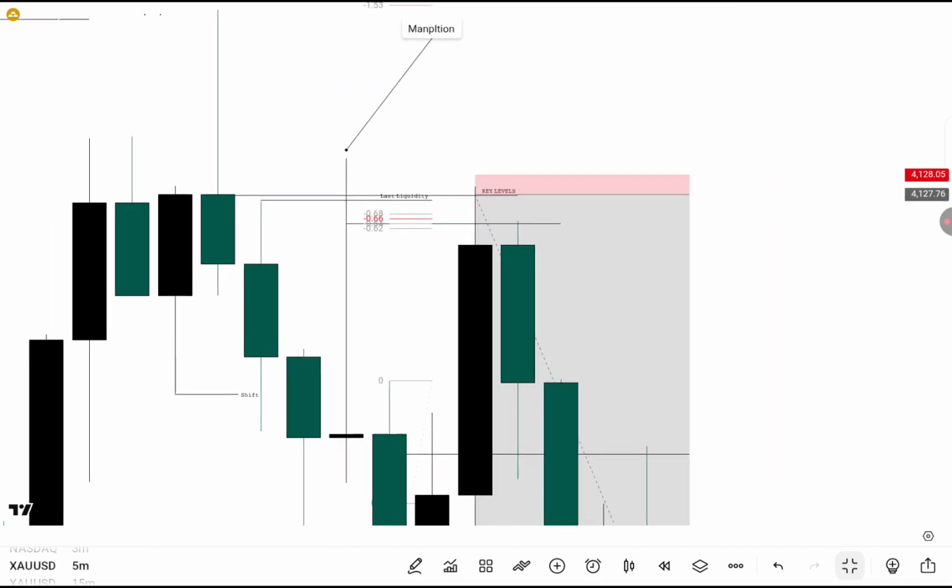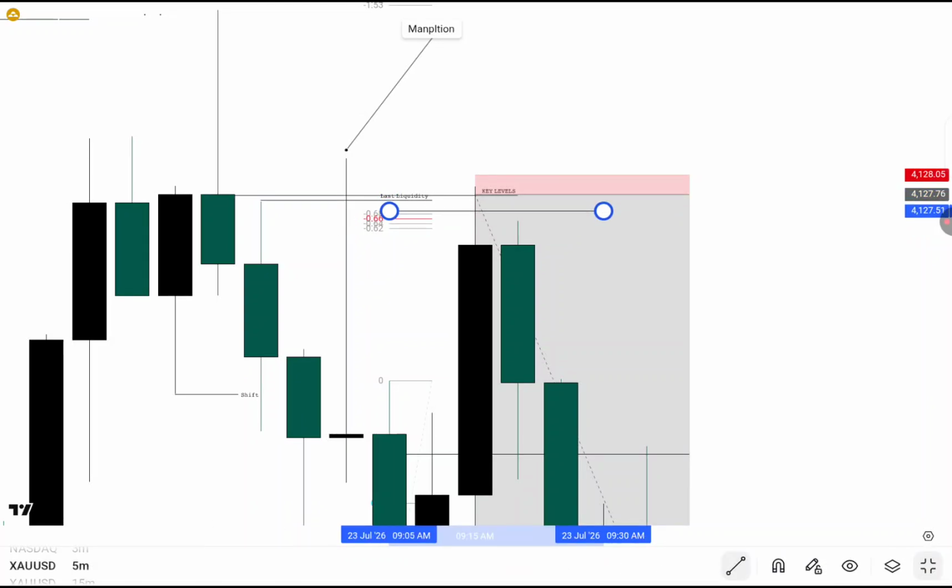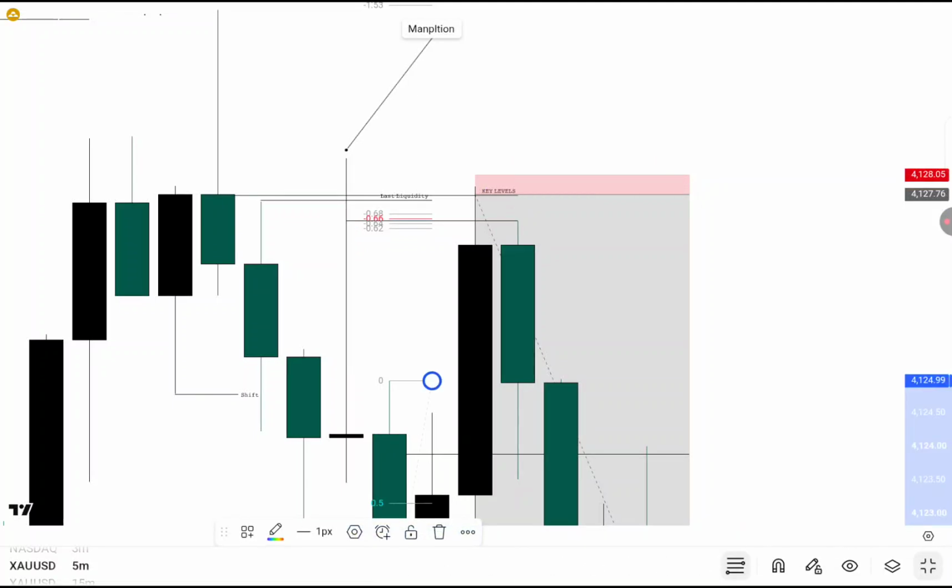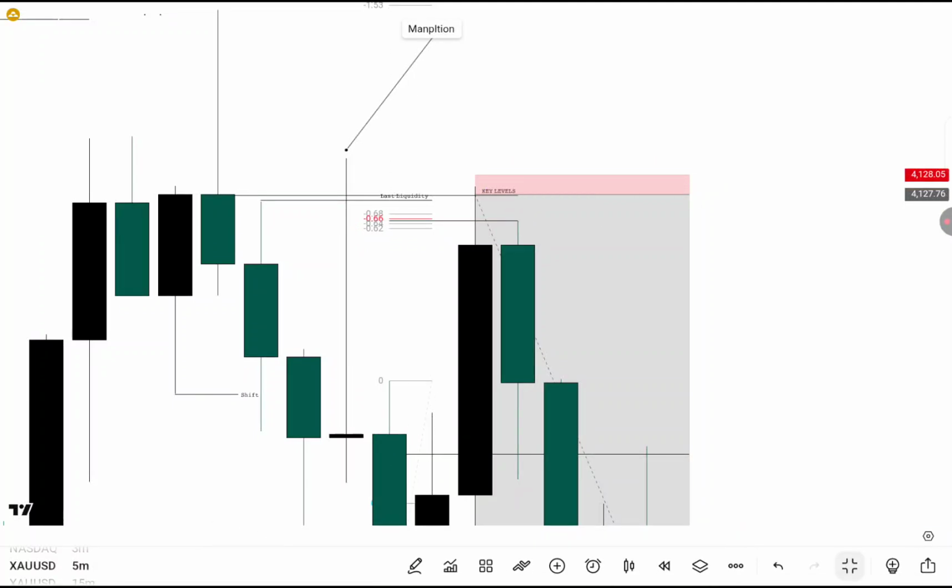And you can see after a tap into our key level here, we got a rejection, and then you got this FS, okay? You can see price came back into this fib, okay? Fib, and then it retested. That's where price started selling off.